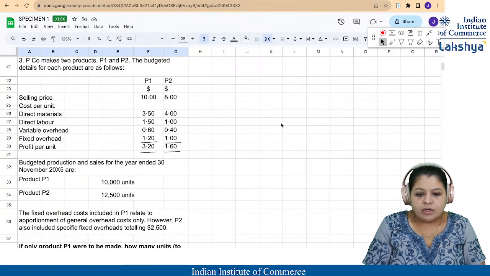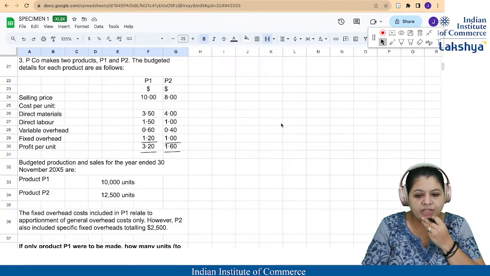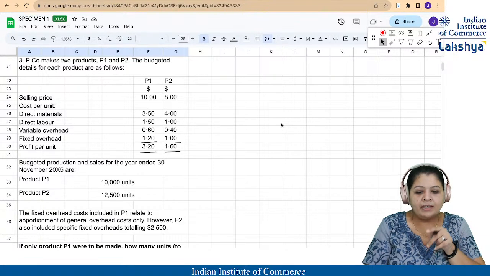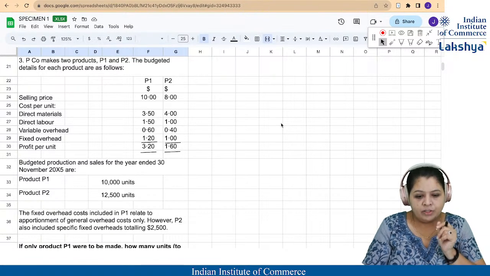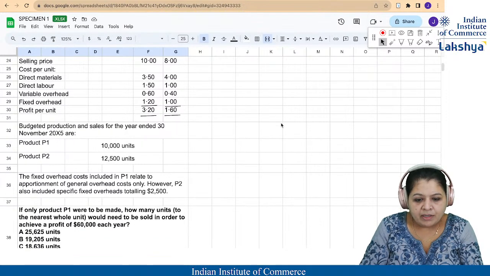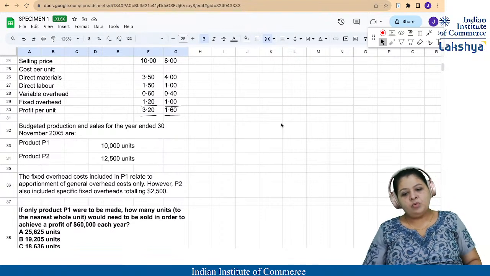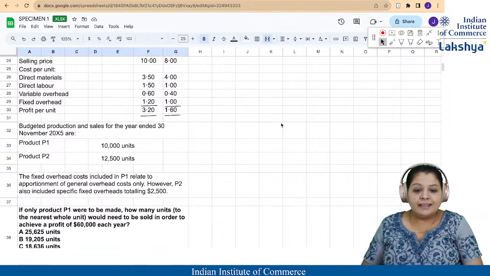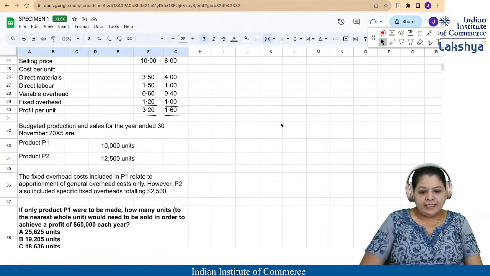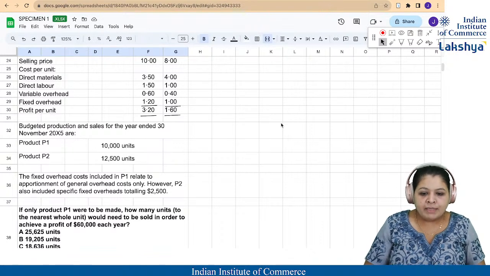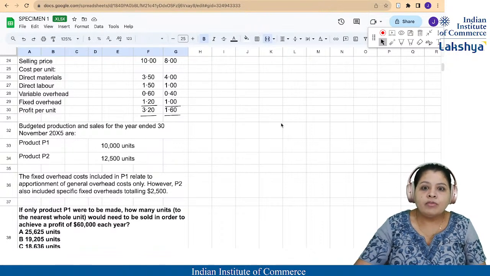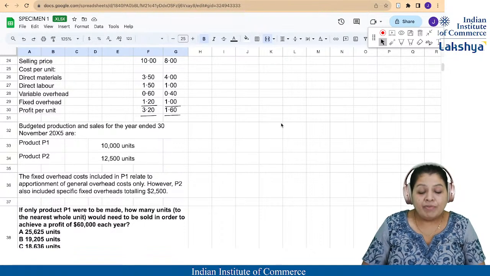The fixed overhead cost included in P1 relates to the apportionment of general overhead cost only. However, P2 also includes specific fixed overheads totaling $2,500. If only P1 were to be made, how many units would need to be sold in order to achieve a profit of $60,000 each year? So now you have to concentrate on only one of your products. Like in the last question, here also you only have to concentrate on P1.